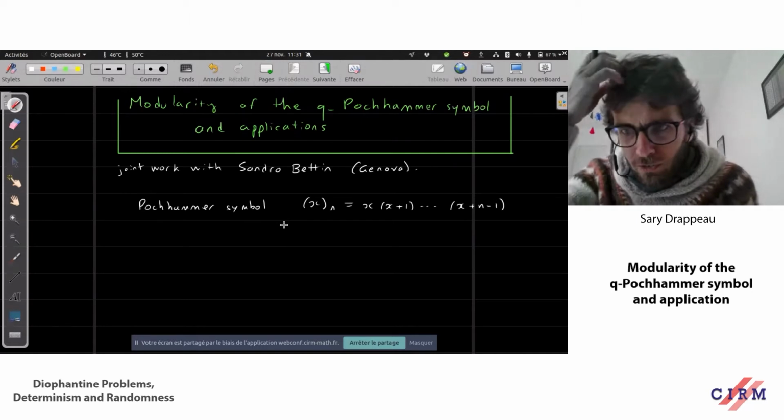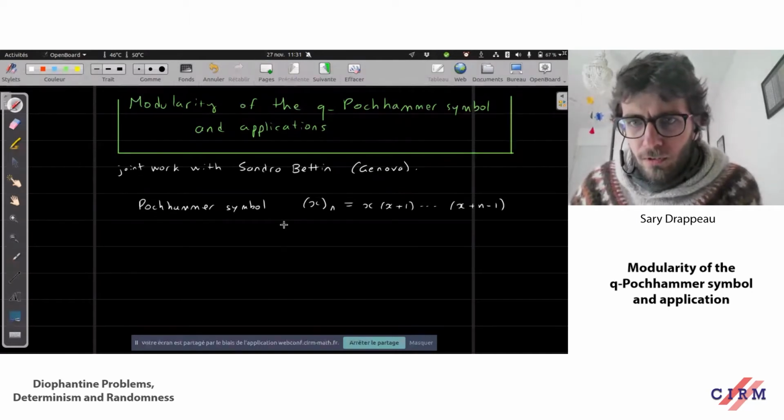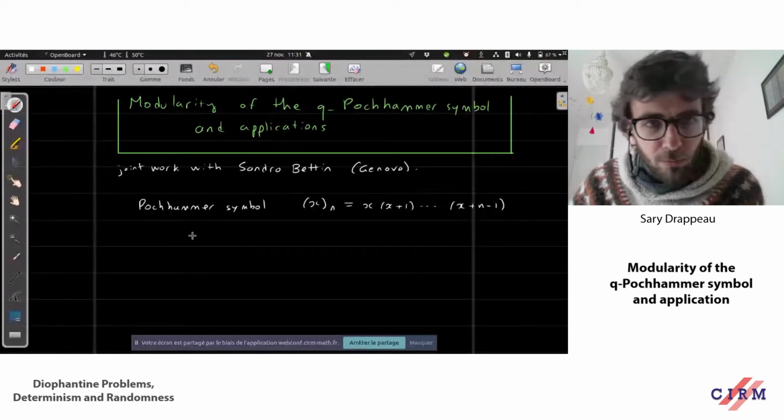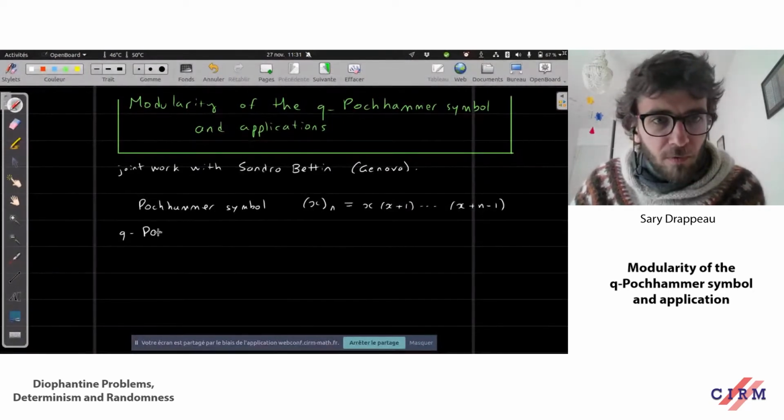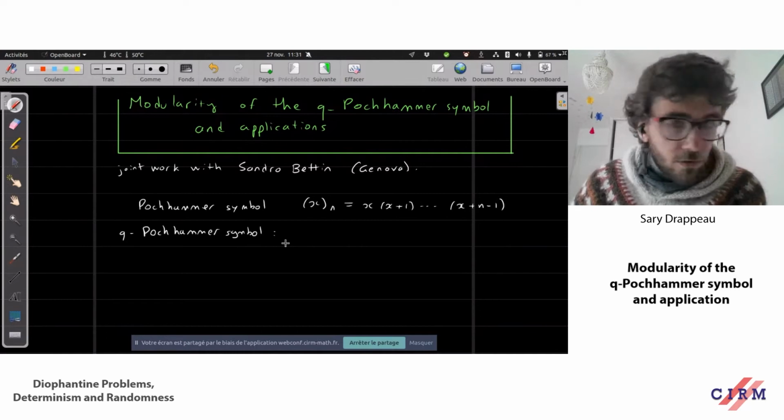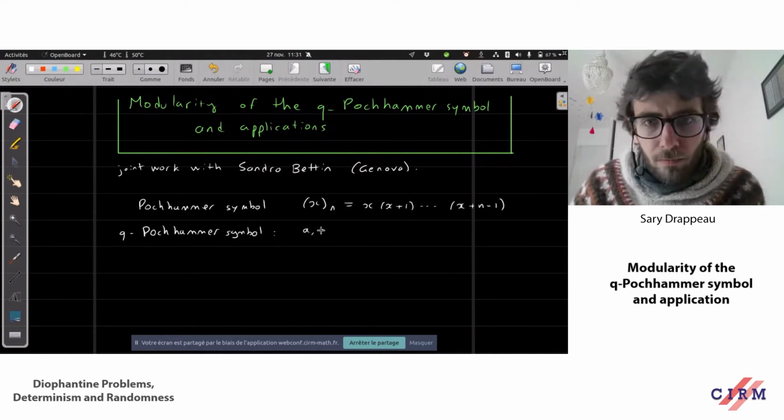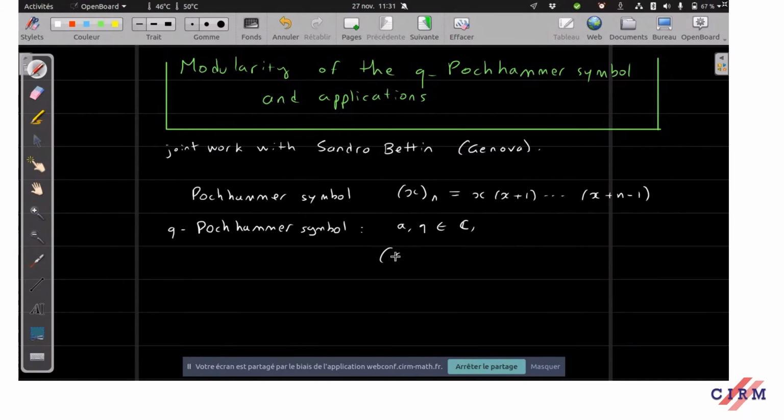The quantity which will be interesting for us is not exactly this one, but a q-analog, which is the following one. So a and q are complex numbers. And then the notation in combinatorics is the following one. There won't be much combinatorics in our work. It will be good complex analysis and this kind of thing, but let's see. So this is the quantity.